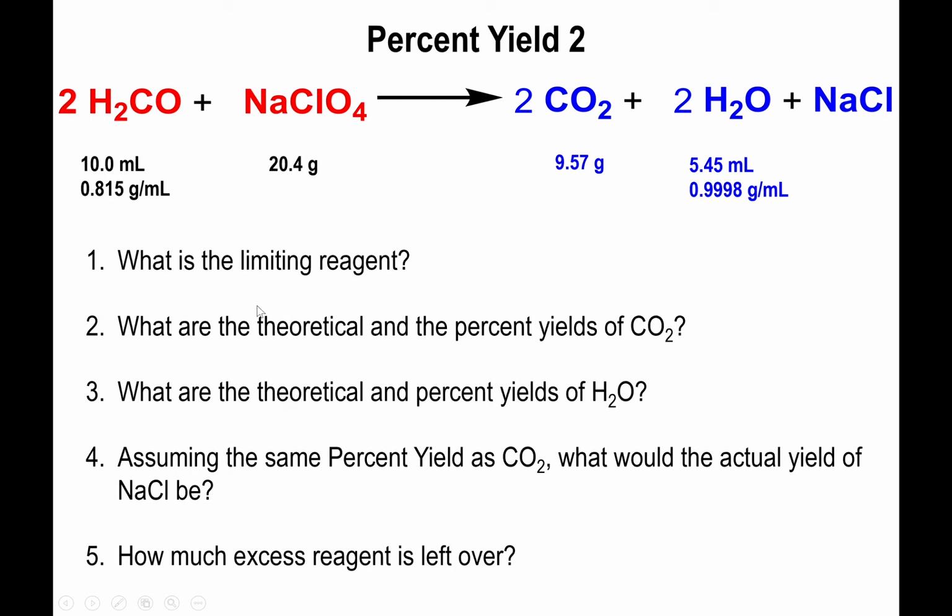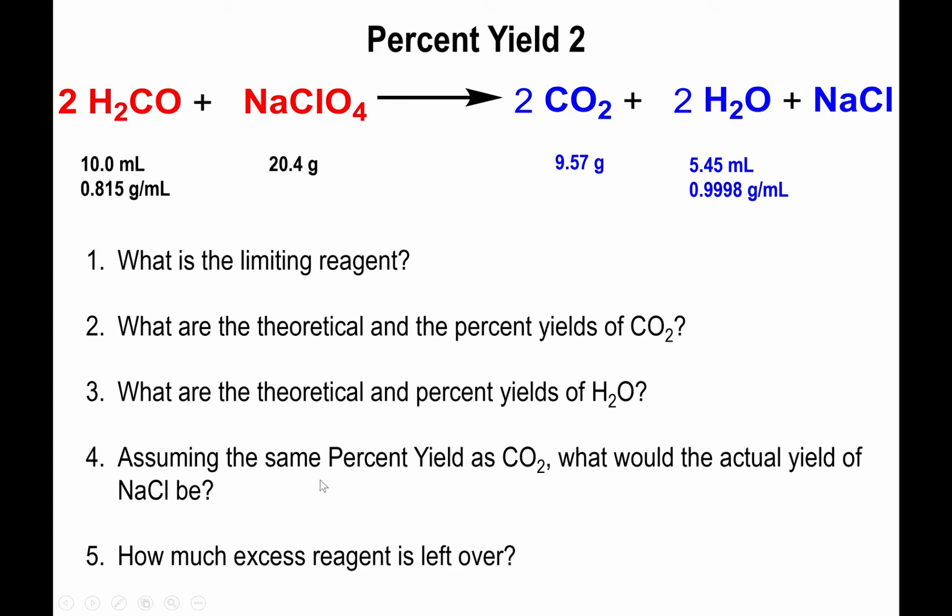Then we're going to determine the theoretical yield of CO2, and ultimately use that information to find the percent yield. Notice that we have been given the mass of CO2 and also some amount of water. So we actually have the actual yields of both of those substances. And notice that question 3 is asking for the percent yield of water. So we're going to go after that as well.